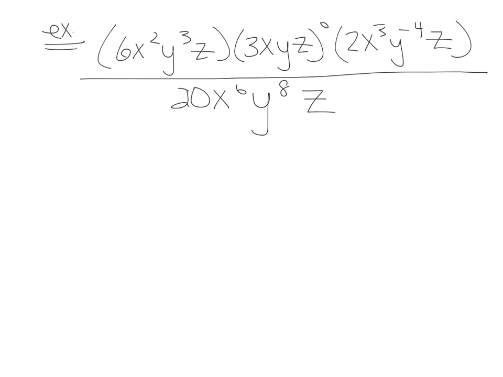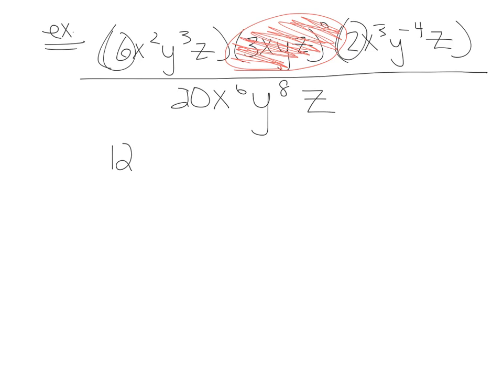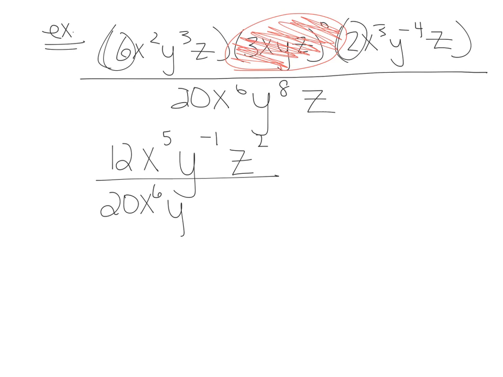Alright, let's take a look at it. What's the best piece of this problem? This whole middle parenthesis is raised to the 0 power. So that whole middle parenthesis just equals 1. It's gone. So what do I do with the other ones? Multiply the big numbers, add the little numbers. 6 times 2 is 12. I have x to the 5th, y to the negative 1, z squared. All over 20x to the 6th, y to the 8th, z.